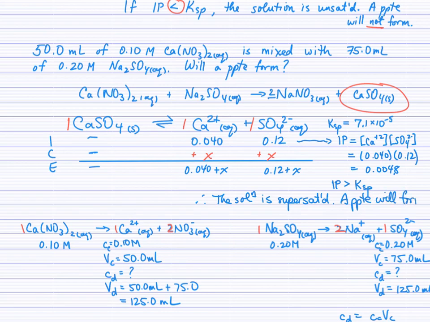So the bulk of the work is done when you figure out the initial concentrations of the ions. Calculate IP from there, compared to KSP. If the solution is unsaturated, a precipitate will not form. If the solution is supersaturated, a precipitate will form.